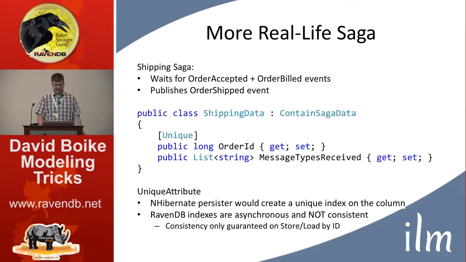So let's do a little more real-life Saga now. Well, that's actually what I've been talking about the whole time, so yay me. So we're still waiting for order accepted and order billed and publishing and order shipped. So we have our shipping data Saga, and we have our order ID with this unique attribute on top. And so that's an NServiceBus attribute, and each SagaPersister is basically charged with figuring out how it's going to do its uniqueness in order to consistently get back the same document for that property. So all we need is our order ID with the unique, and then the message types received.